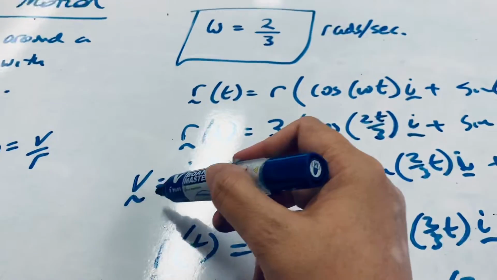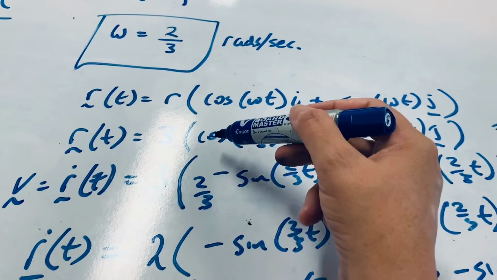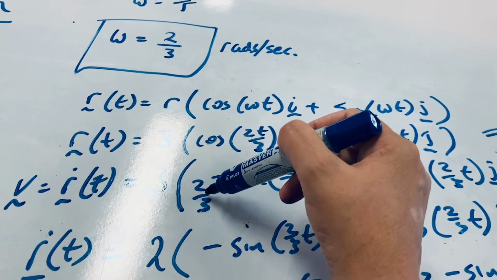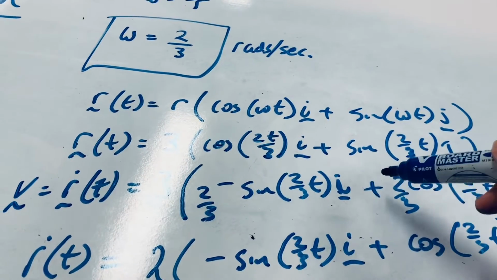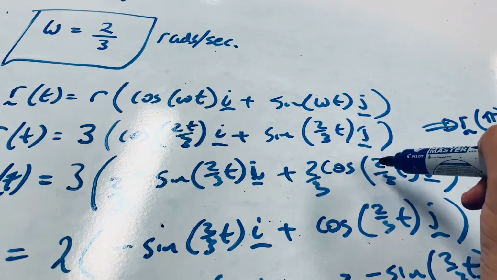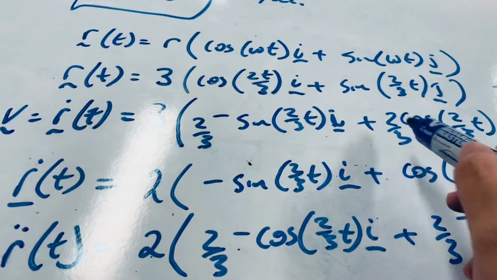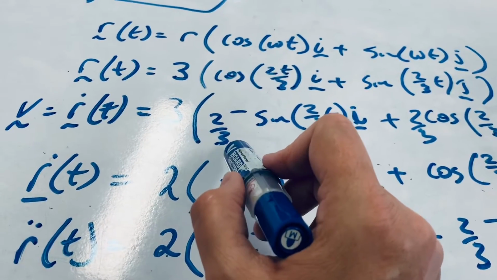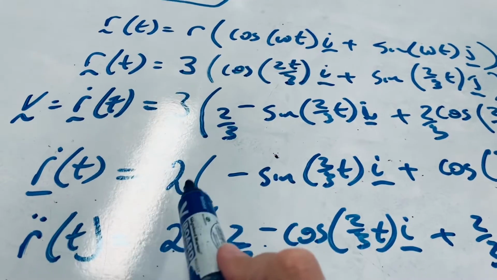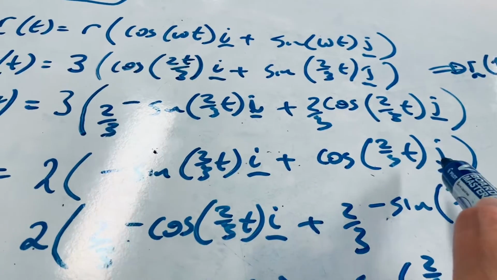To find velocity then, we differentiate, leave the 3 outside the brackets, cos goes to negative sine, and then that 2/3 multiplies out the front. That's i, plus sine differentiates to cos, and that 2/3 multiplies out the front. Now simplifying this up a bit, we've both got 2/3 here and here. We can then factorise that out. 3 times 2/3 is just going to give me 2. So 2 times negative sine 2/3 t i plus cos 2/3 t j.